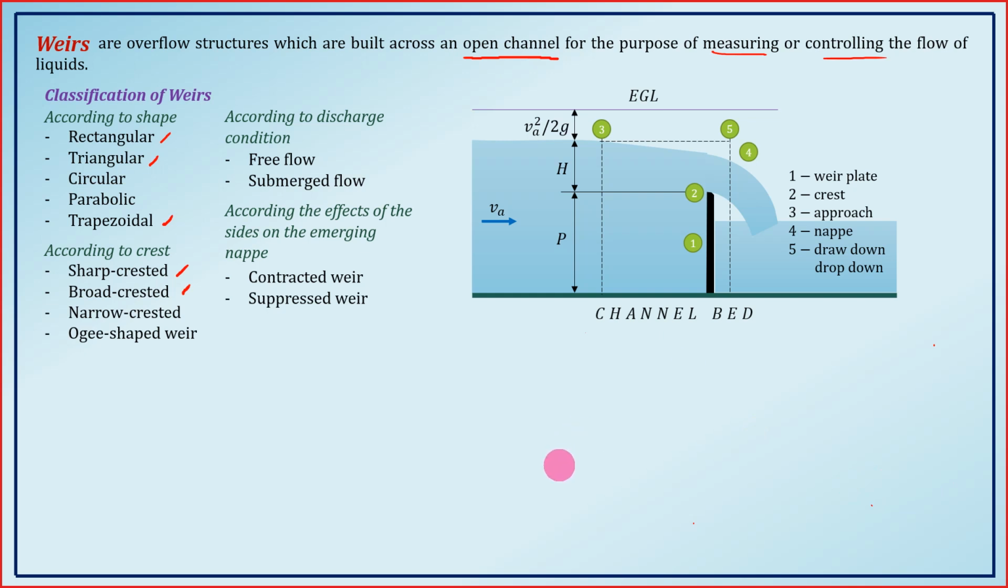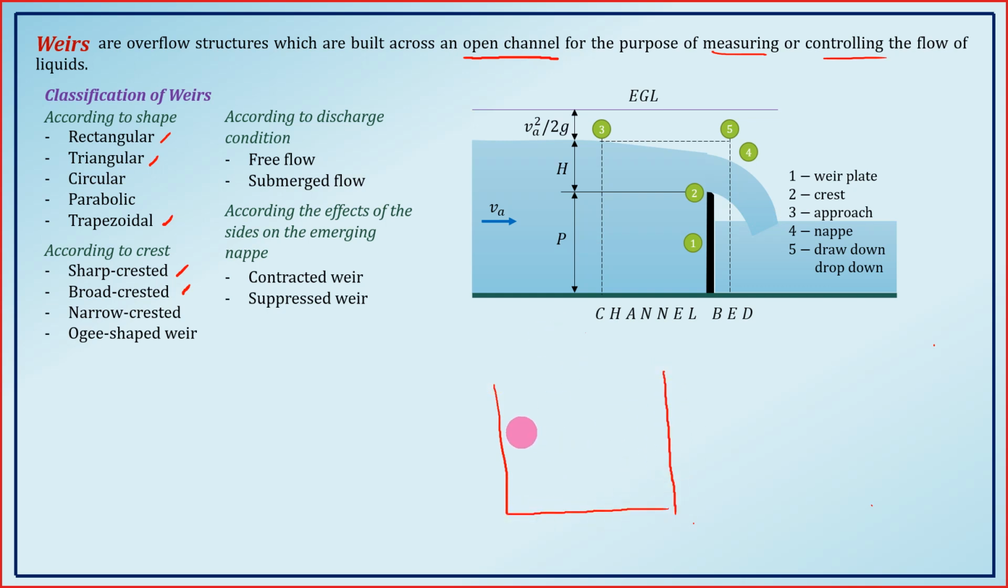So, we have our flow of liquid from this side, from left to right. Number one, we have the weir plate. Ito yung weir plate natin. Yung number two naman daw, yun yung crest. Crest.